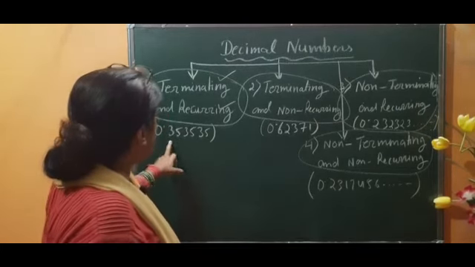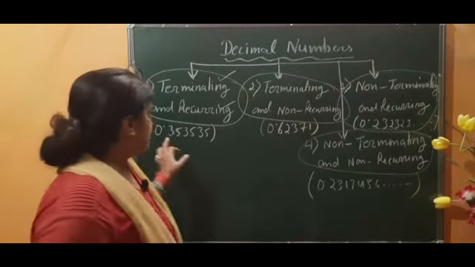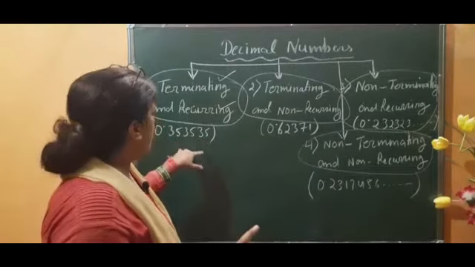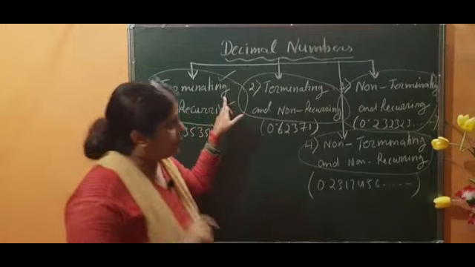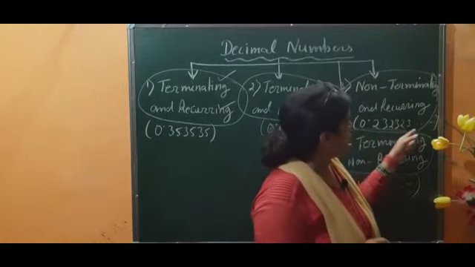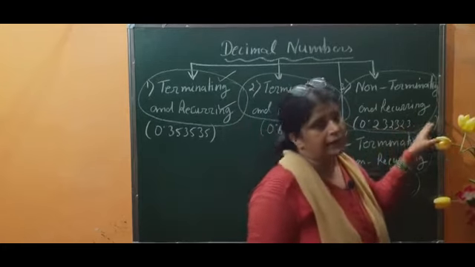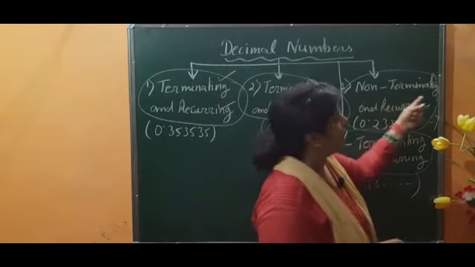For example, I have written here 0.353535, which means after the decimal sign there are only 6 digits. It is fixed. So we will call this type of decimal number a terminating decimal number. But if you say 0.232323 dot dot, it means no end. There is no limit where this number will end. It will continue. So in that situation we will call it a non-terminating decimal number.